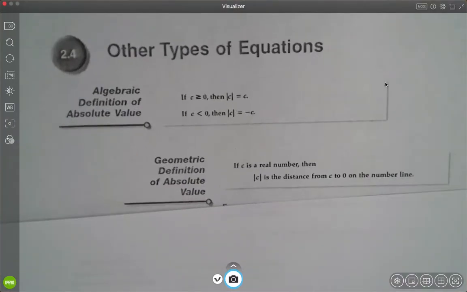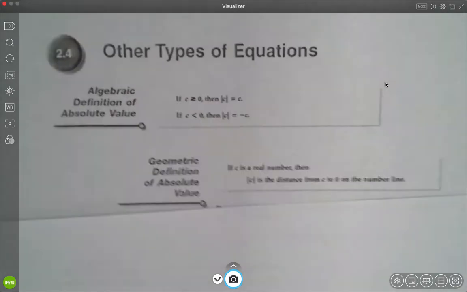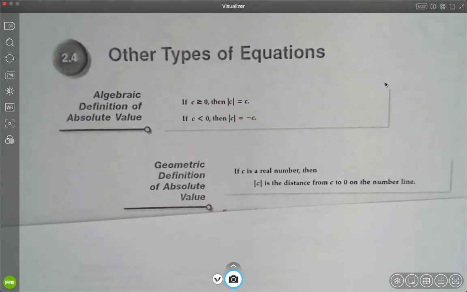All right, I promise you, 2-4 is going to be a bunch better than section 2-3, okay? It is talking about absolute value functions and square roots. We've done some stuff with square roots, but not absolute value, I don't think yet, maybe.